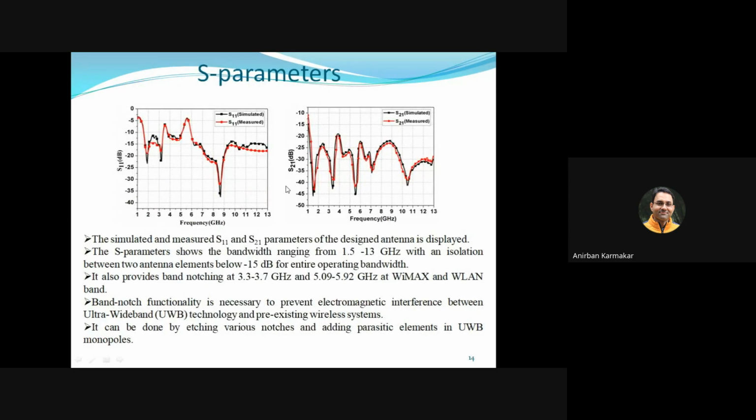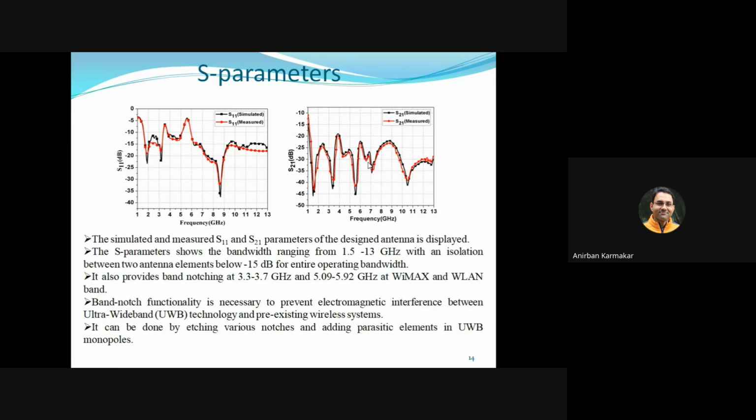So now here we will discuss the S parameters of the antenna. Here this is the S11 characteristics, means the bandwidth characteristics of the antenna is shown. S11 is plotted on the y-axis and frequency is plotted on the x-axis. Here we have plotted the S21 characteristics. The S parameters show the bandwidth ranging from 1.5 to 13 gigahertz with an isolation between the 2 antenna elements below minus 15 dB. You can see this is the minus 15 dB range. So the isolation between the 2 antennas is below minus 15 dB for the entire operating bandwidth.